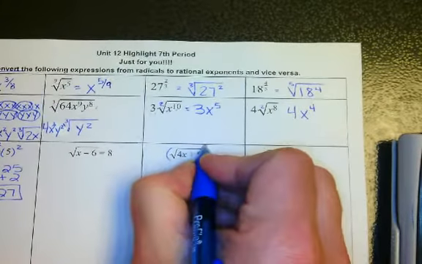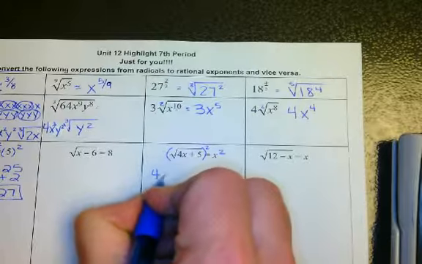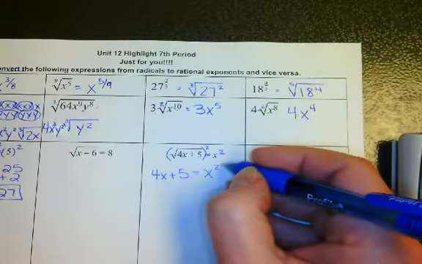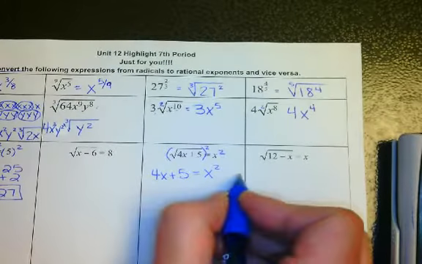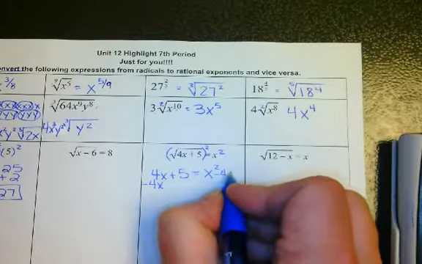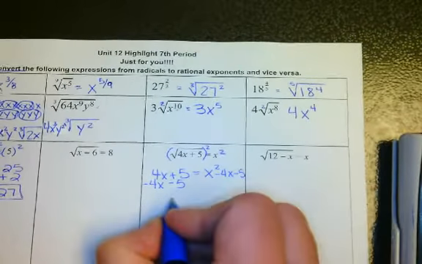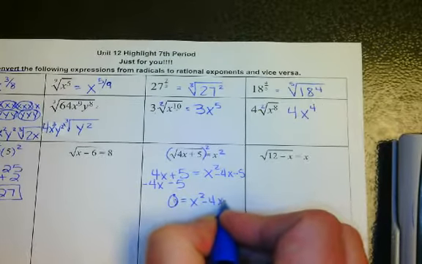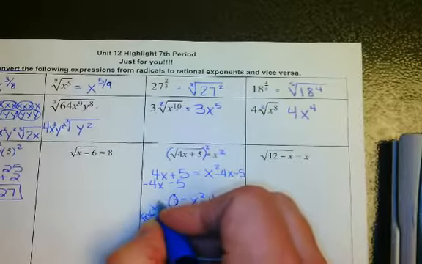So I've got to square it, and whatever I do on one side, I got to do to the other. So I have 4x plus 5 equals x squared. Now, because I have this x squared, I need to make this equal 0. So I got to move all of this over here. So minus 4x, minus 4x, minus 5, minus 5. So I now have 0 equals x squared minus 4x minus 5, and now I've got to factor.